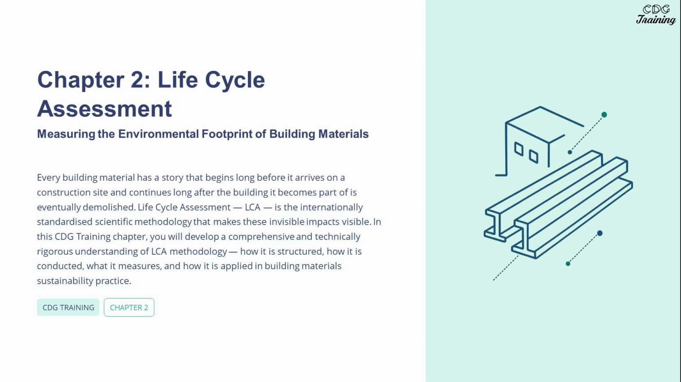Every building material has a story that begins long before it arrives on a construction site and continues long after the building it becomes part of is eventually demolished. Life cycle assessment, or LCA, is the internationally standardized scientific methodology that makes these invisible impacts visible. In this CDG training chapter, you will develop a comprehensive and technically rigorous understanding of LCA, how it is structured, how it is conducted, and why it is applied in building materials sustainability practice.